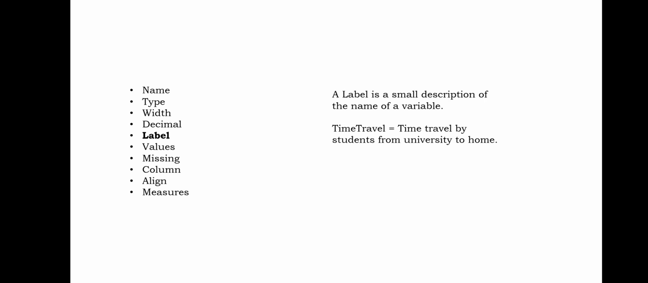Let's learn about one more column called label. We know we have written the name of a variable, but if you want to explain it more, you can use label. For example, if you write the name of the variable as time travel, you can explain it a little more in the label column by writing time travel by student from university to home. Do you know this is something that will be represented in your graphs, in your charts, on your x-axis and y-axis.